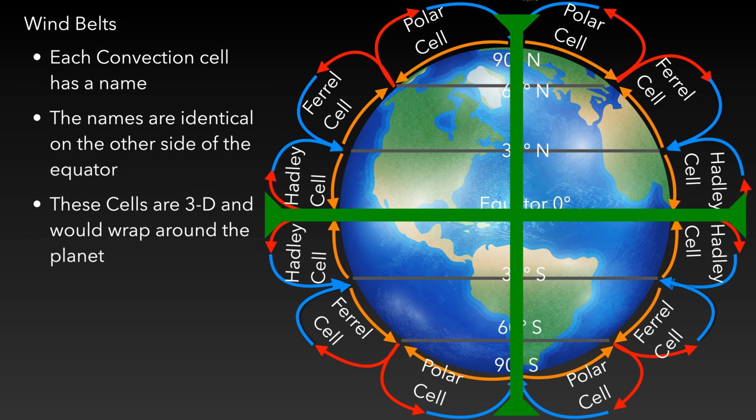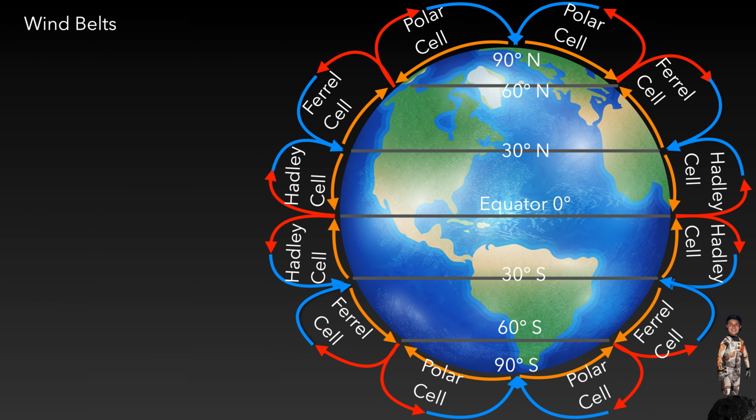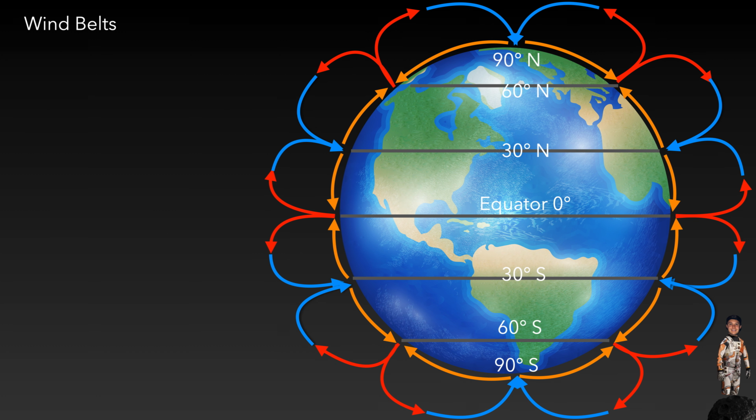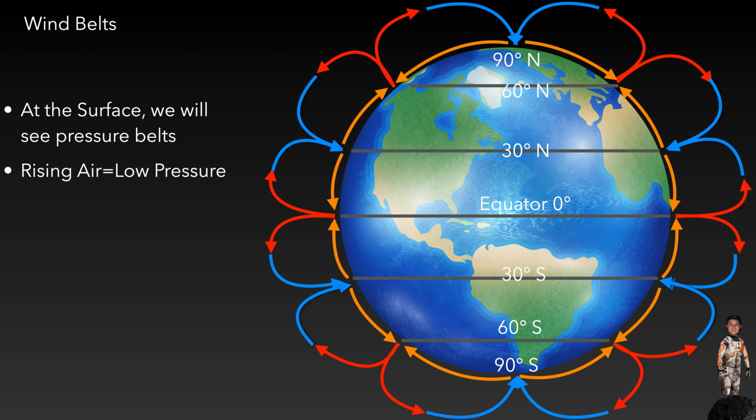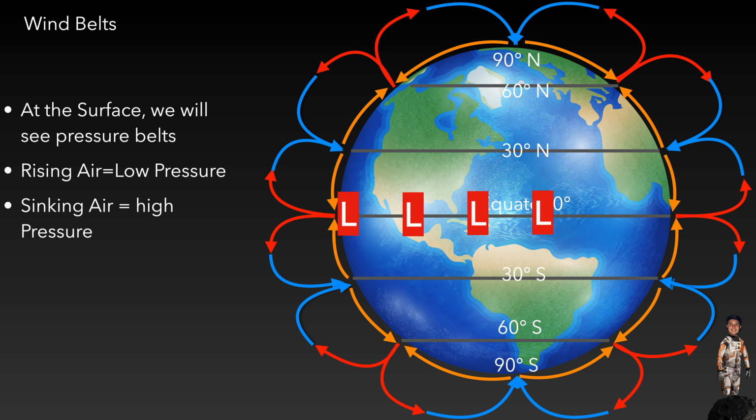So now one of the things we can do is start to examine what happens at the surface. As a result of these convection currents, you're going to have different pressure belts that seem to form across different areas across the globe. Anywhere where you have rising air from your convection current, you're going to have lower pressure. So across the equator, where that air is rising, there will be a belt of low pressures.